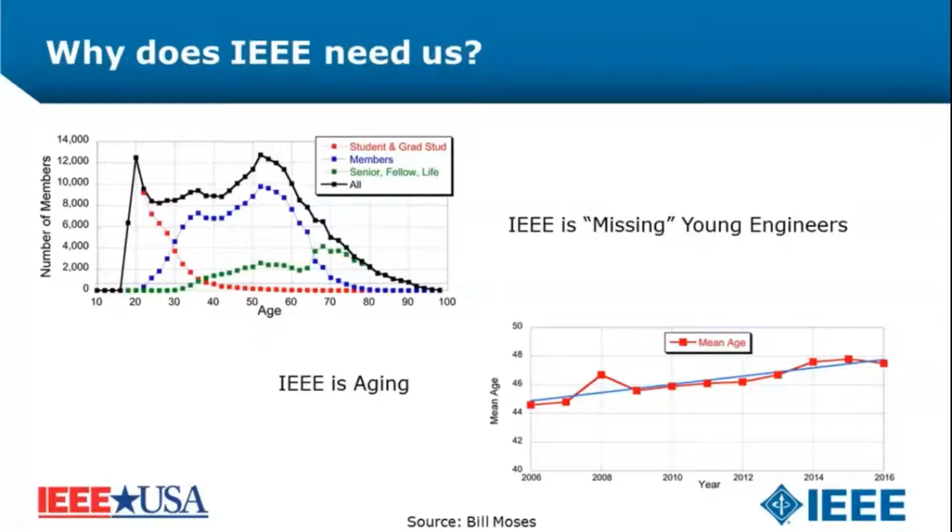The second graph shows the mean age of IEEE members over the last 10 years, and that's going up. That means IEEE is an aging organization. Ten years from now, the young professionals who are there today are going to be the senior leaders in IEEE, right? So we need to attract as many young members or young engineers into IEEE now, so that IEEE as an organization stays relevant and keeps growing over the years.